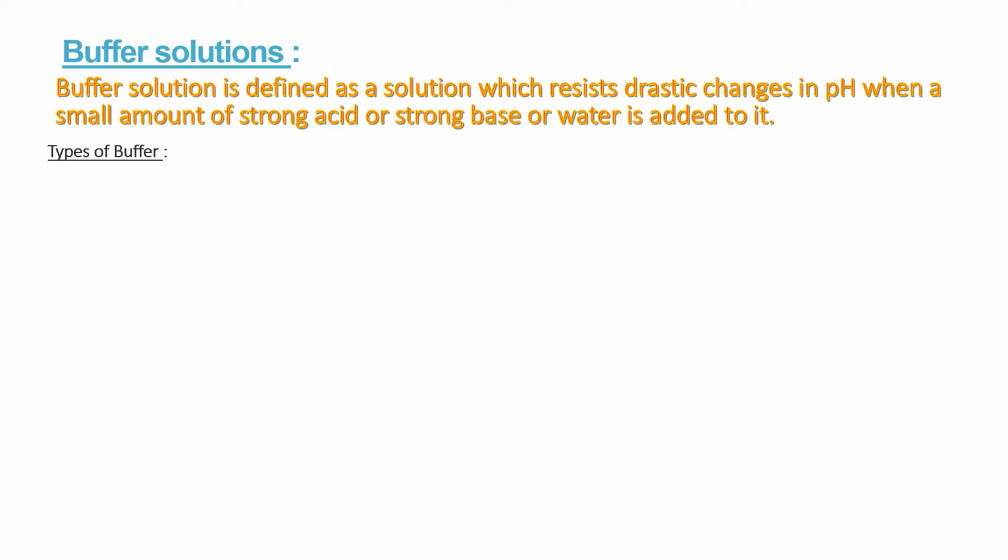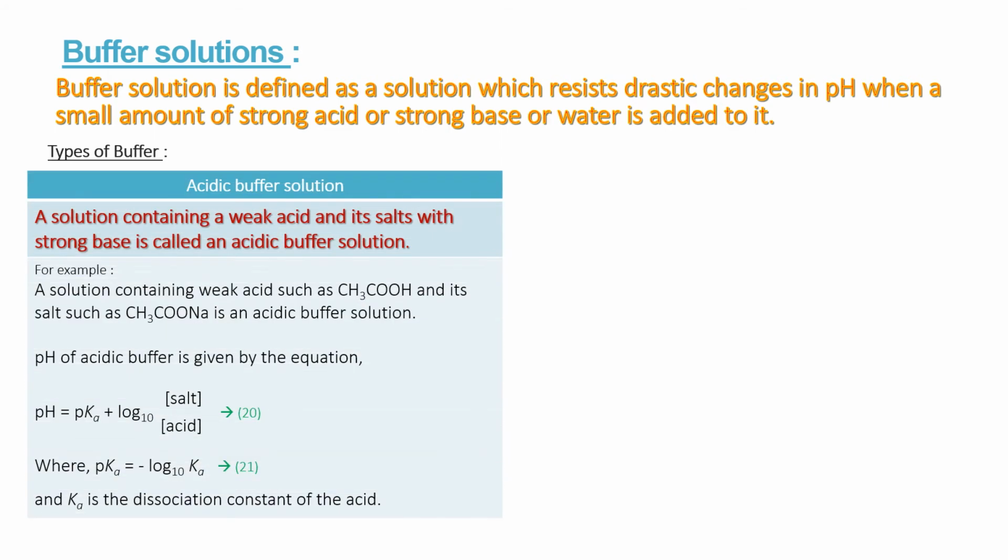So now, buffer types, meaning how many types of buffer are used. There are two types of buffer solution. An acidic buffer is used to maintain an acidic pH. So first of all, we see what an acidic buffer solution is.